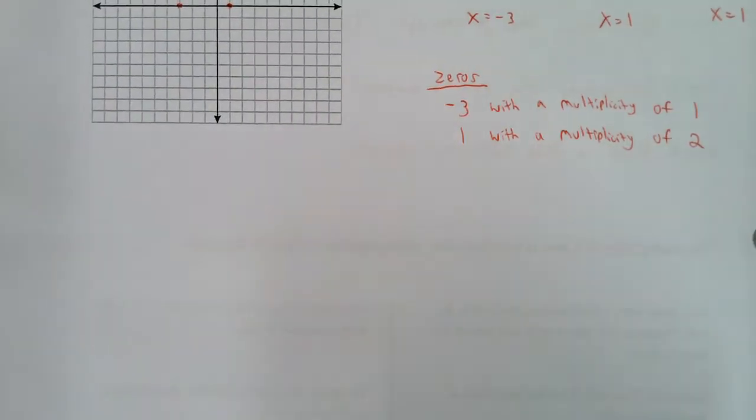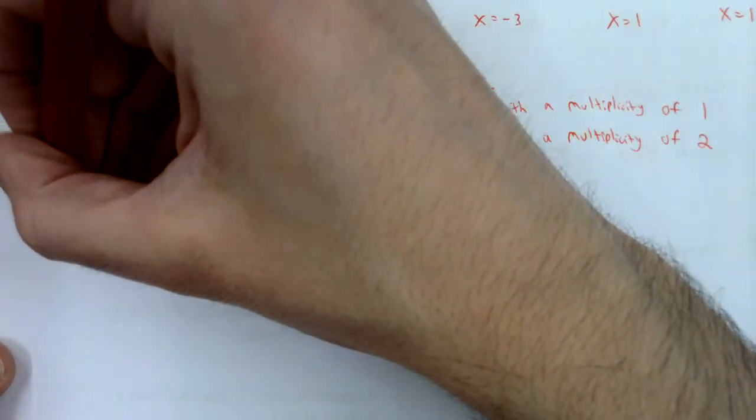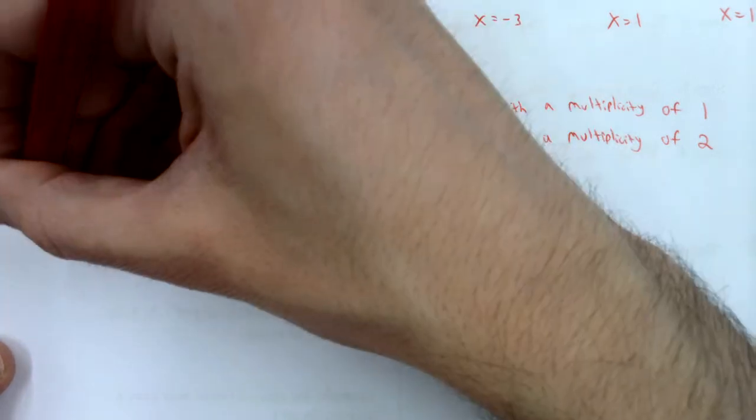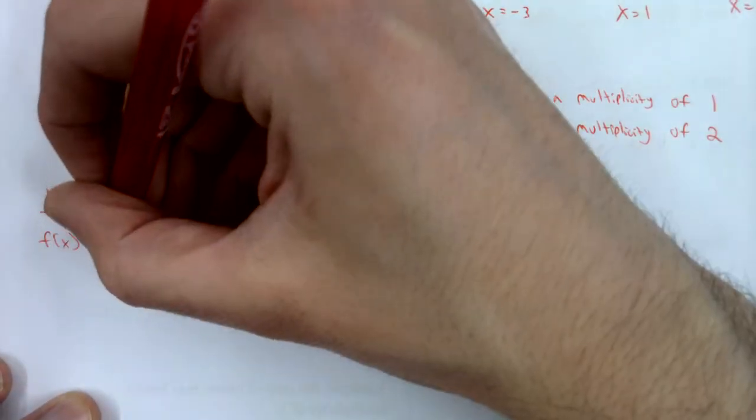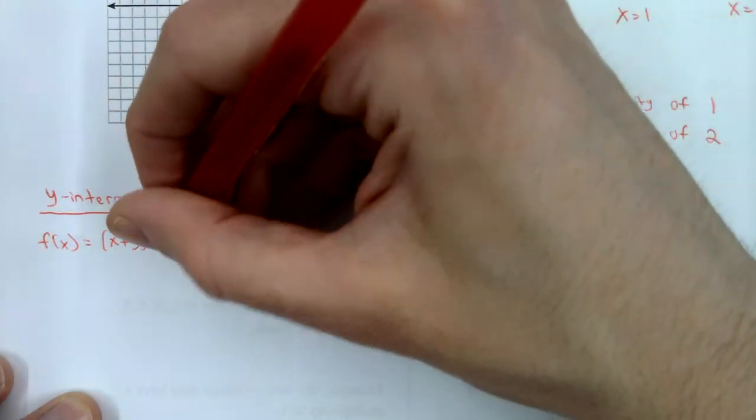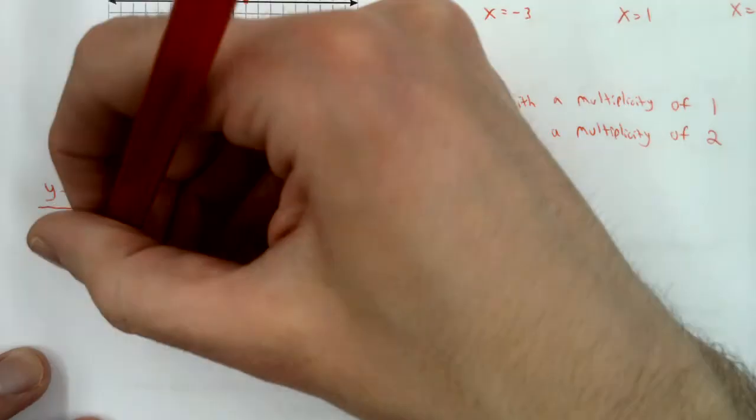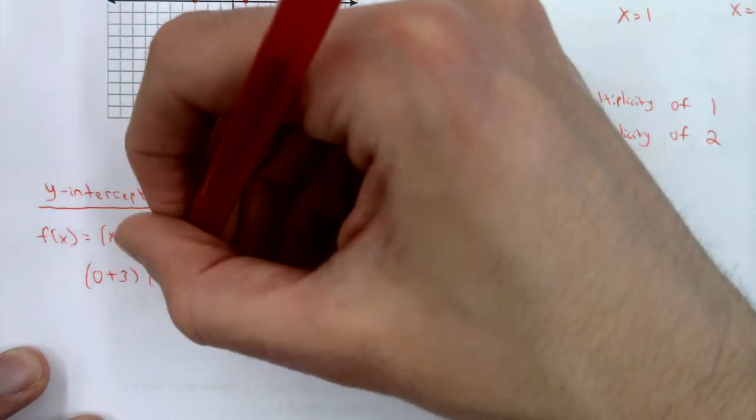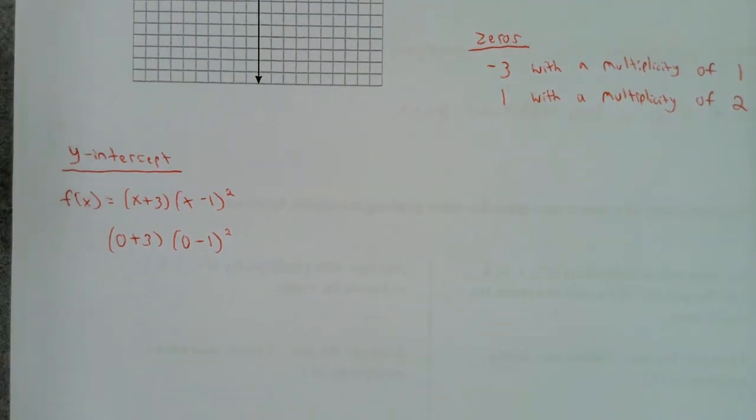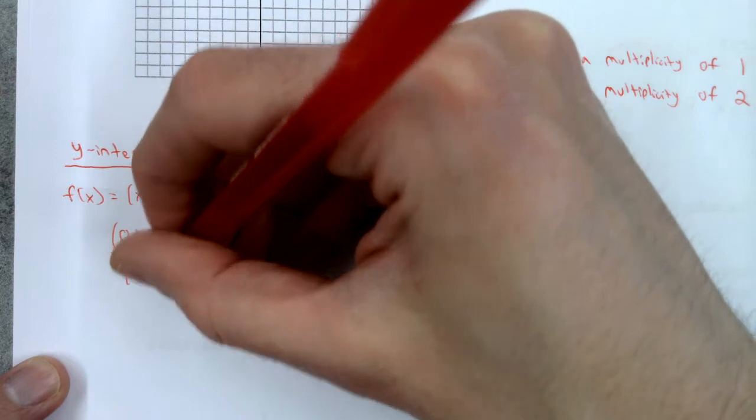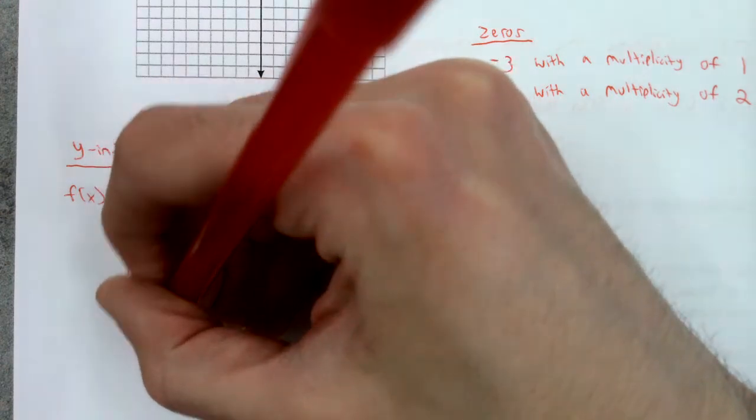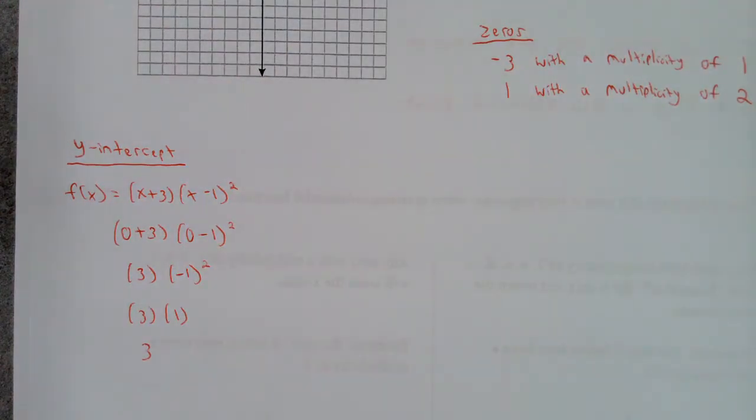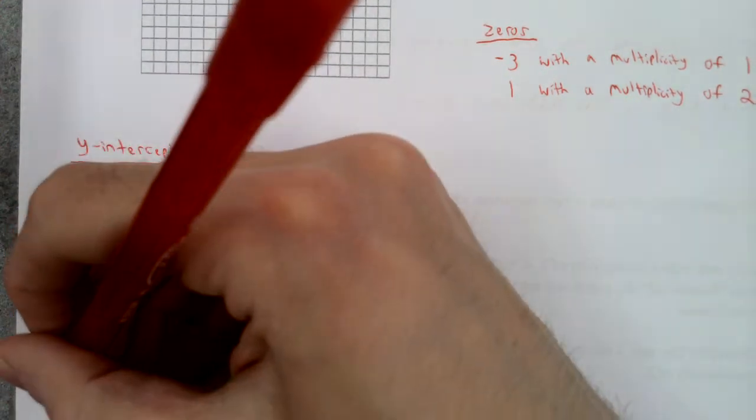I'll do that over here. So y-intercept. So we have f of x equals (x plus 3) times (x minus 1) squared. We're going to substitute 0 in for x, so we're going to have (0 plus 3) times (0 minus 1) squared. 0 plus 3 is 3. 0 minus 1 is -1. Order of operations, remember, so be careful. Exponents, next. Okay, -1 squared is 1. So it's 3 times 1, which equals 3. So the y-intercept is (0, 3).